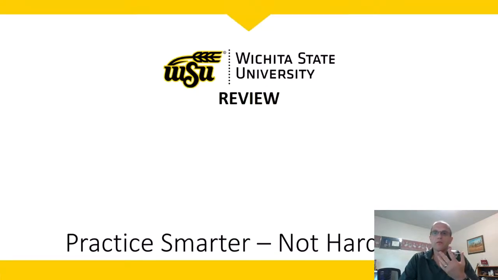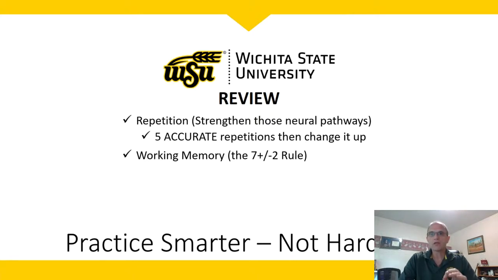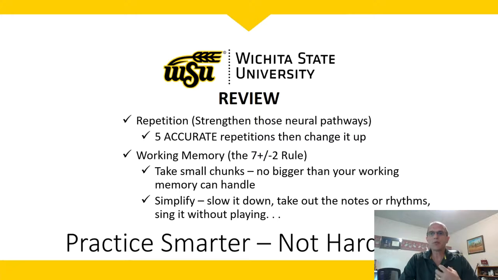So let's review. You will learn more quickly if you use what you know about how humans develop motor skills. The two overarching ideas are repetition and the 7 plus or minus 2 rule of working memory. The more times you accurately repeat something, the stronger the neural pathways will become. And remember, don't overload the brain. Simplify what you're playing and work out little bits of a piece until they feel comfortable, like all the little bits have become one thought.